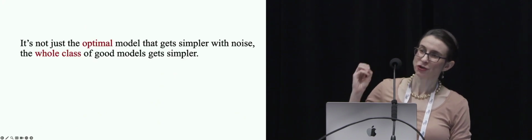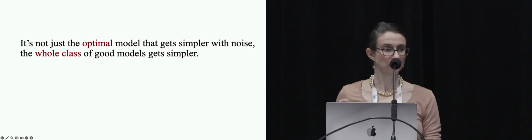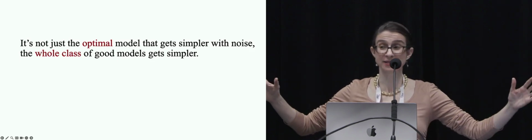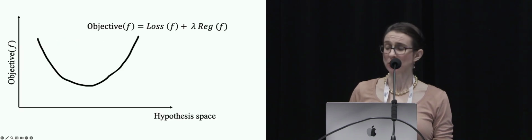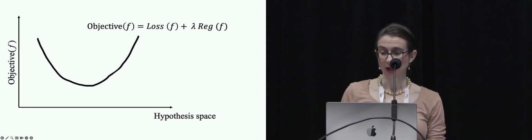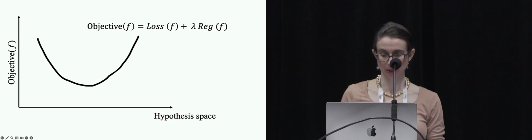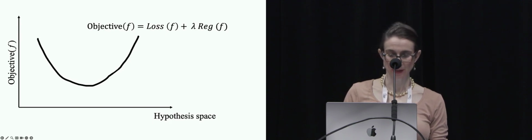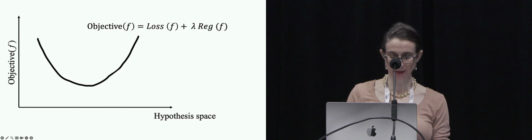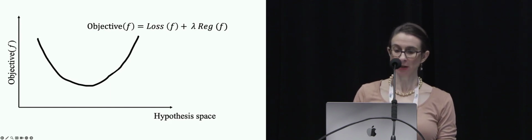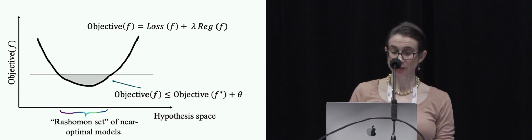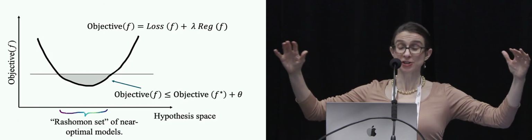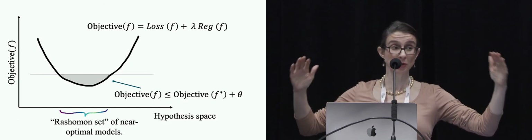However, it's not just the optimal models that get simpler with noise. The whole class of good models gets simpler with noise. So I'm going to define the Rashomon set as the collection of almost optimal models. Okay? So this is my objective. These are the models in the hypothesis space that are almost optimal. They're near optimal. All of them have objective within theta of optimal. And as it turns out, the whole Rashomon set contains simpler models when you add noise.